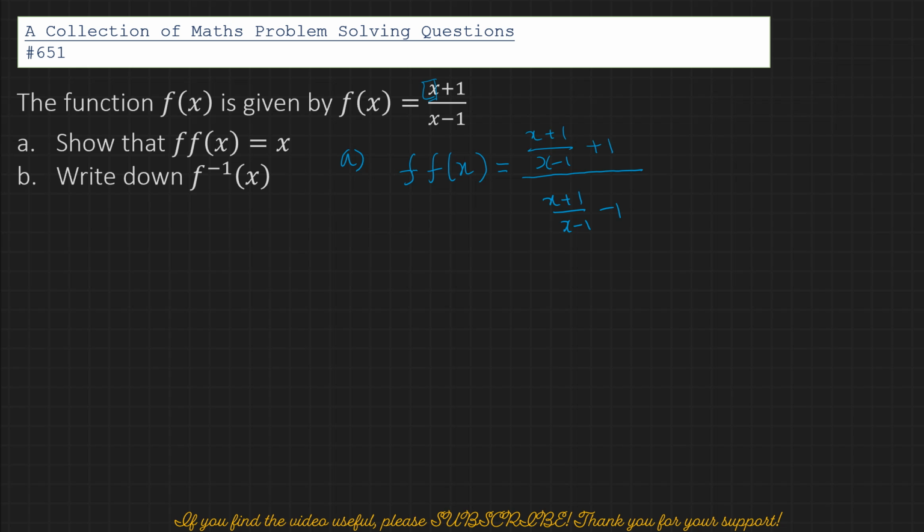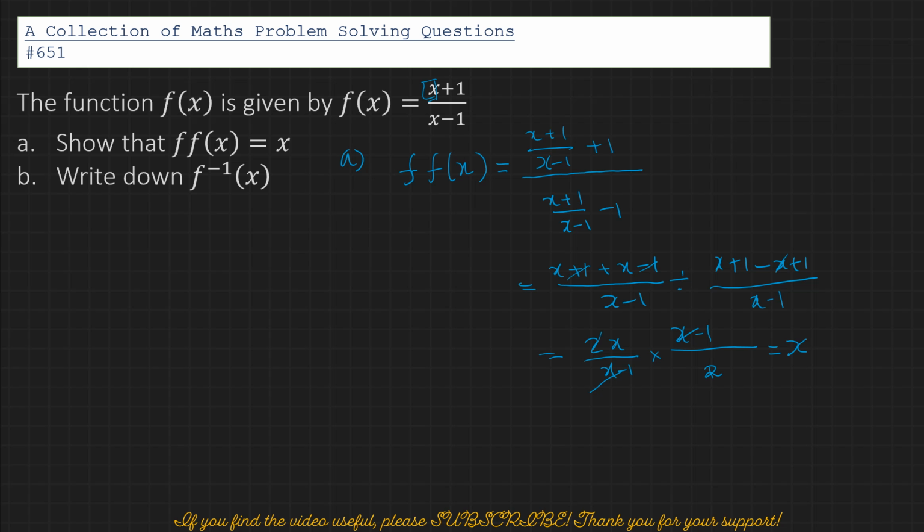and that would equal (x + 1 + x - 1)/(x - 1), divided by (x + 1 - x + 1)/(x - 1). So the minus and minus go, and here the x and x go, so we are left with 2x/(x - 1) multiplied by (x - 1)/2. So the 2 and 2 go away, and that's equal to x. So therefore we have proved that f(f(x)) equals x.